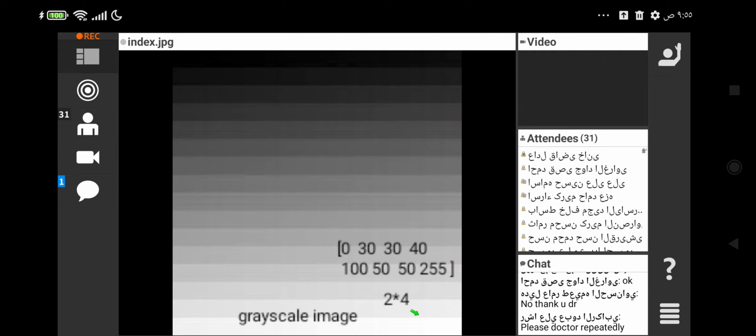Okay, here we have a matrix. This matrix is an image. I said that the image has some pixels. In this example here, as you can see, we have 8 pixels.